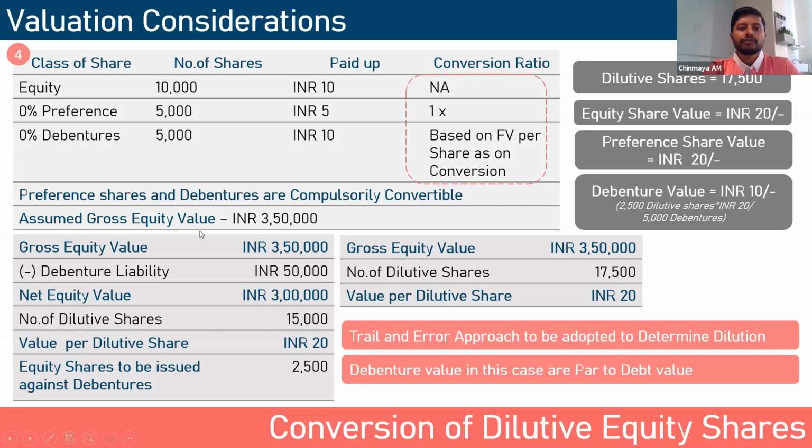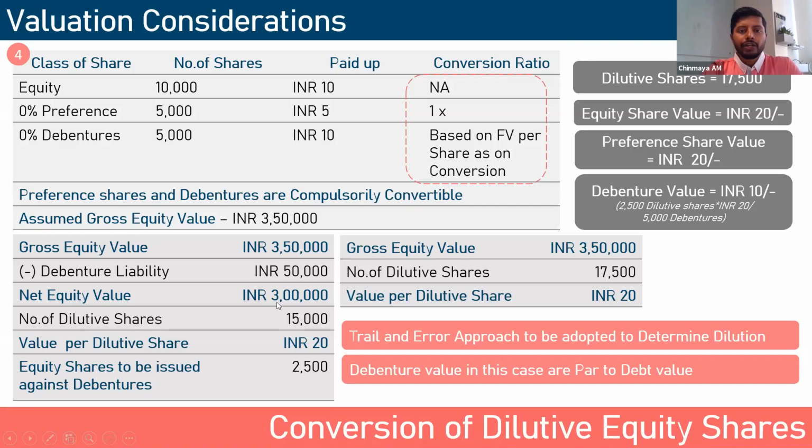Okay. So I was saying that gross equity value is 3.5 lakhs. And for the moment, only for this calculation, I'm taking the debenture as debt and not equity convertible. That's why I'm reducing that as an external debt of 50,000. And another assumption here is that the value of debt at the time of issue is assumed to be market value, and we are reducing it as 50,000, and net value is 3 lakhs.